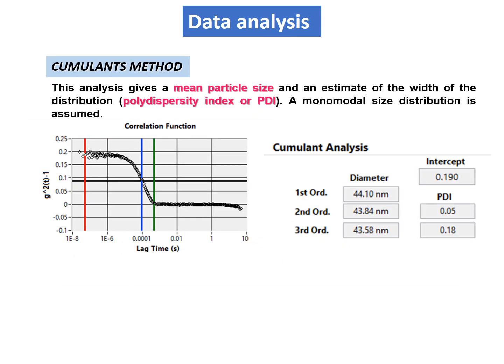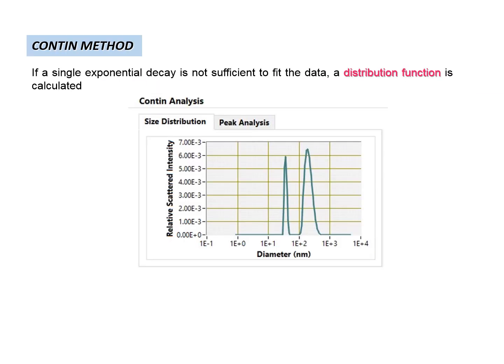DLS data can be analyzed in different ways. The Cumulant's analysis method gives a mean particle size and an estimate of the width of the distribution, polydispersity index. A monomodal size distribution is assumed. The CONTIN analysis method allows to fit the data of multimodal samples, resulting in a size distribution function.